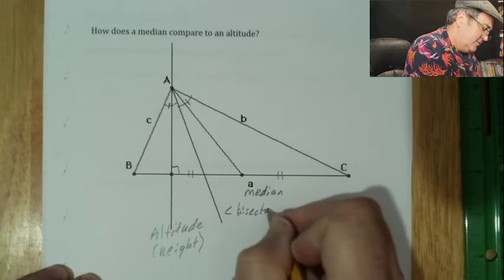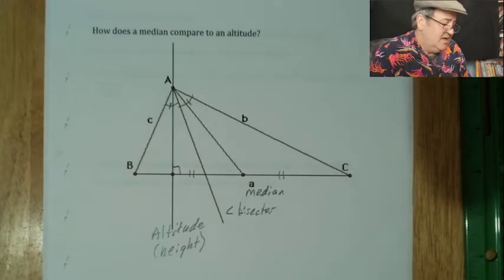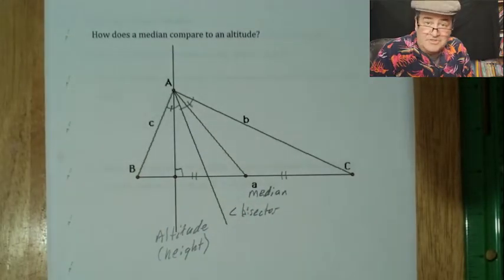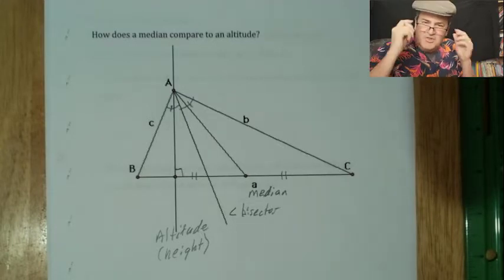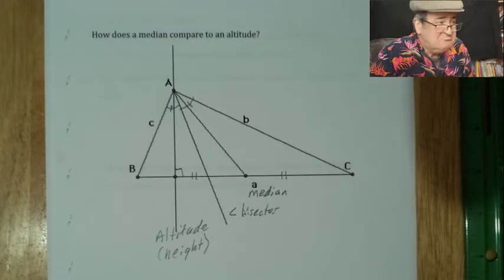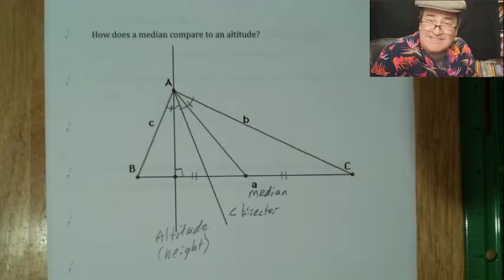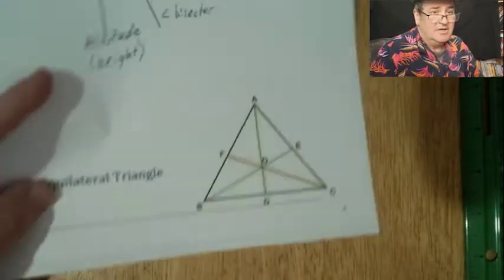Okay, so that's the 3 different lines that are used a lot in triangles: either the median, the angle bisector, or the altitude. And they're different lines, but could they ever be the same line? There is one special case where all 3 of those would be the exact same line. Let me show you. It's right here.